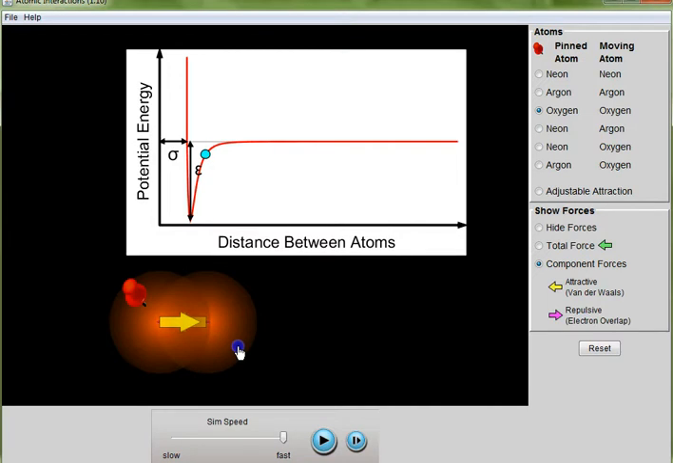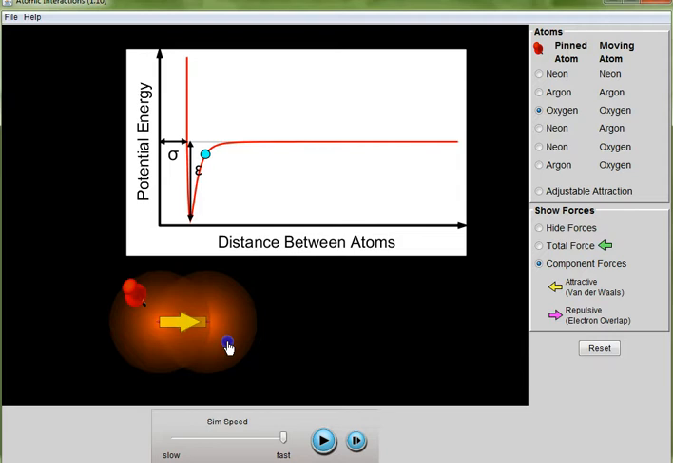Now you can also see that the pink arrow has also started to come up. There is a little pink arrow right there. Can you see it? Now at this point there is a large attractive force and very small repulsive force.